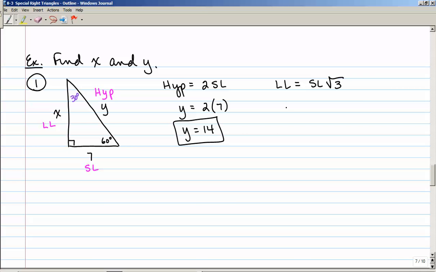My long leg is x. My short leg is 7, so x is 7 times the square root of 3. So using these two little formulas, given the short leg, it's very easy to find the length of the hypotenuse, which was y, and the length of the long leg, which was x.